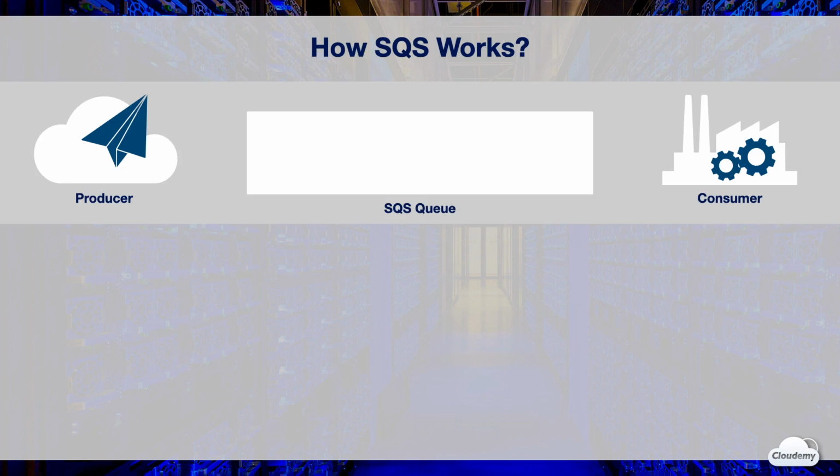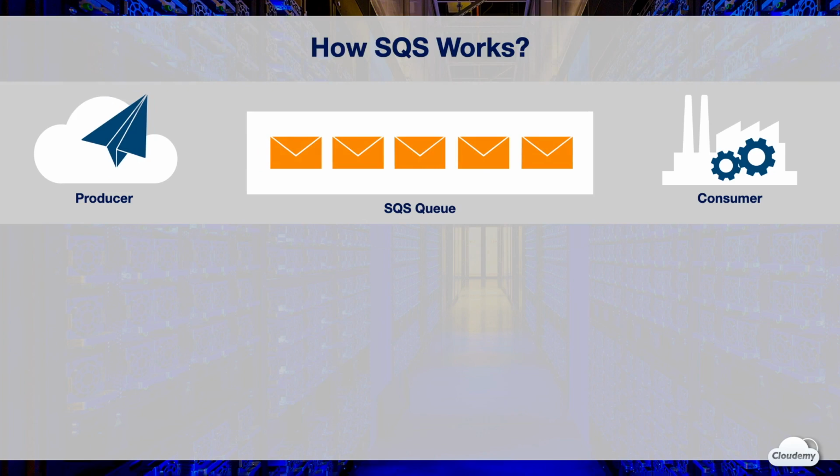Here is how SQS works. Suppose you have an order processing application acting as a producer at the back end of an online shopping site. The producer keeps sending order processing tasks as messages to the message queue. Messages arrive in the queue and wait for the consumer to check the message. A consumer can be a credit card validation application running on EC2.